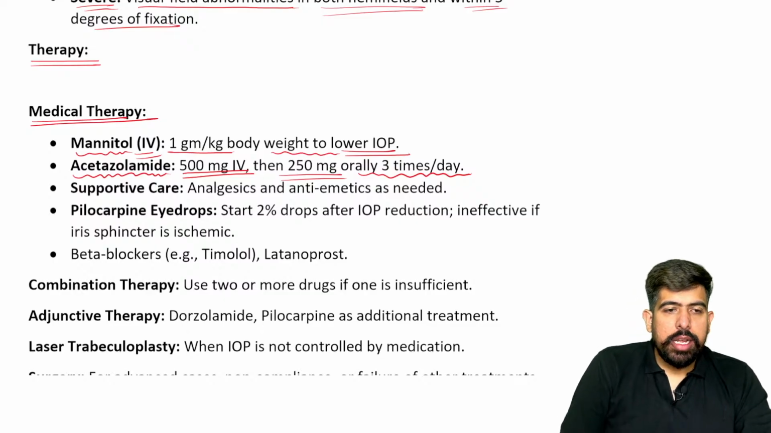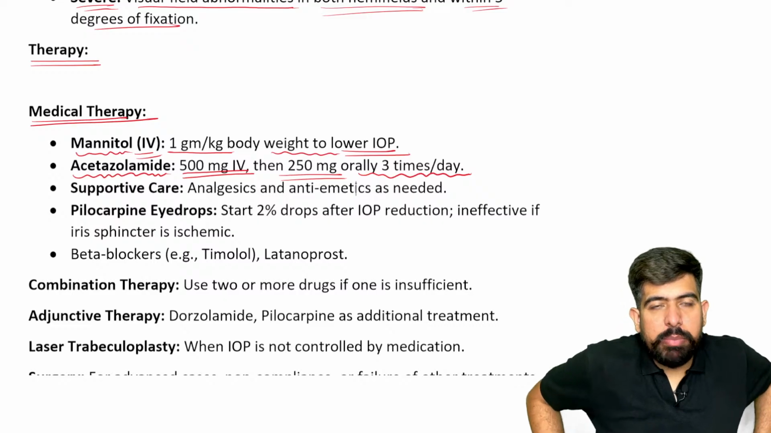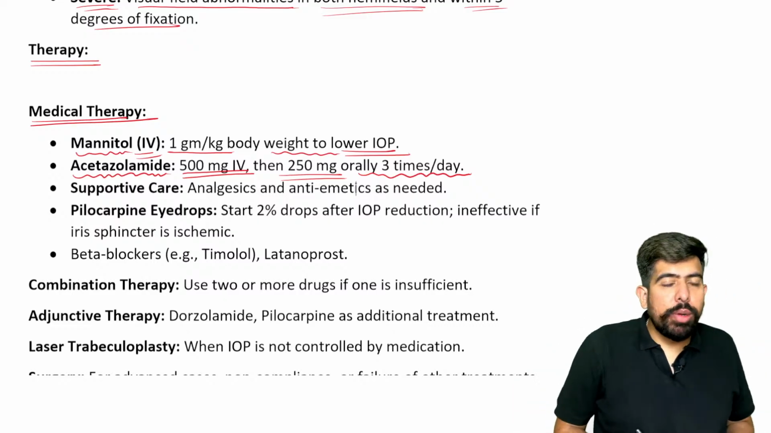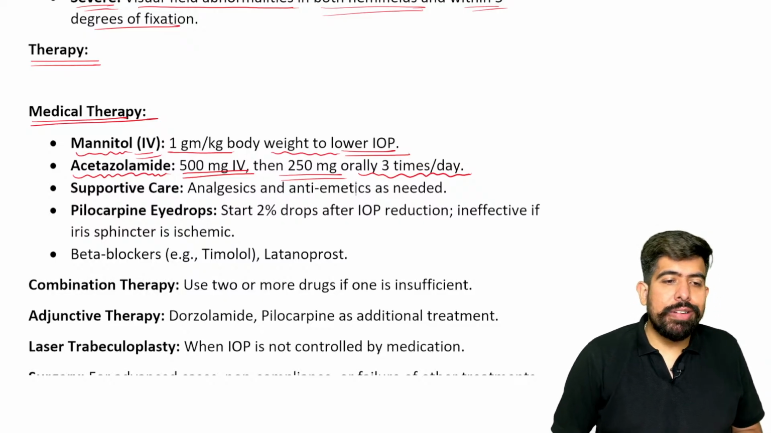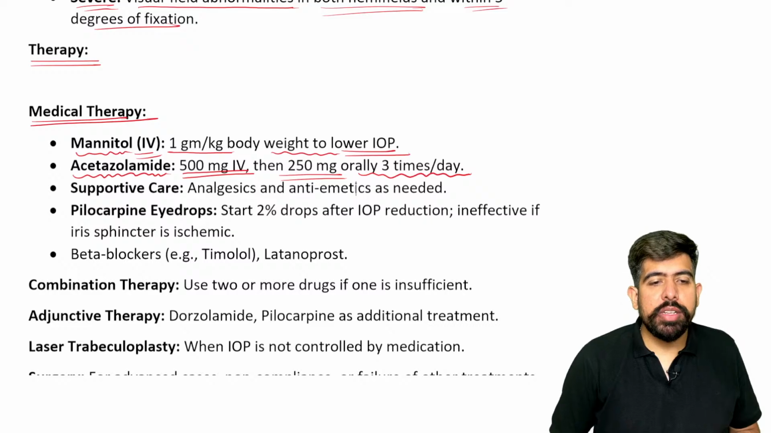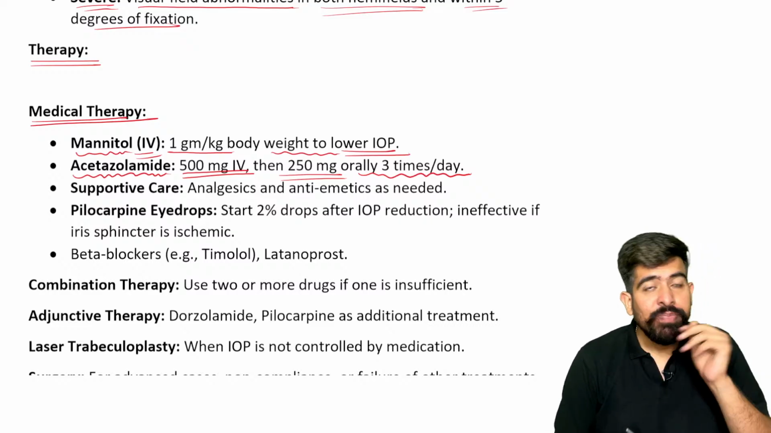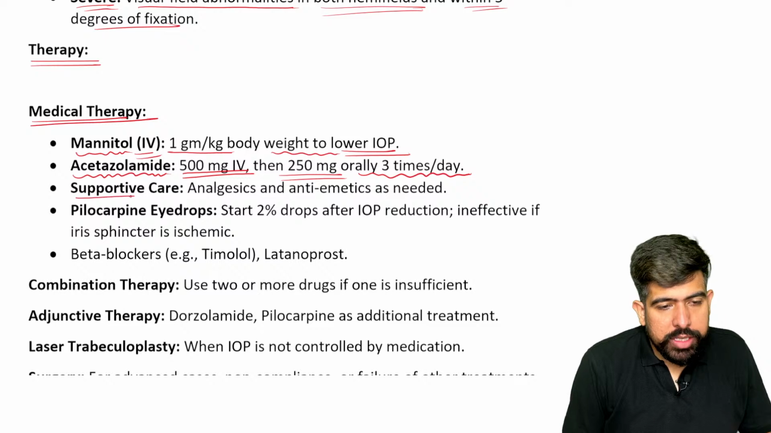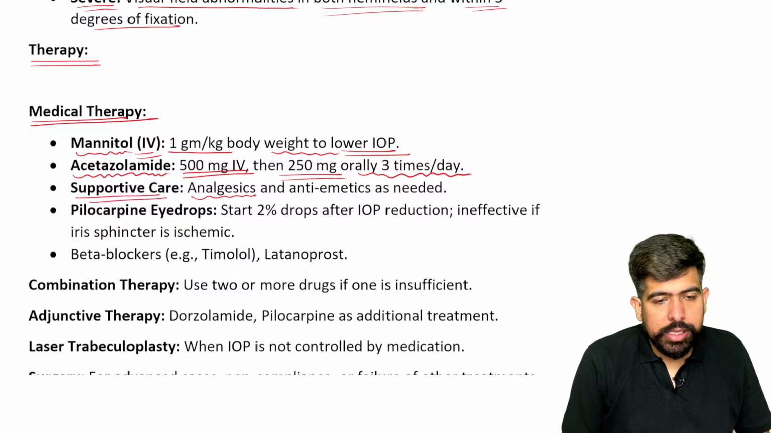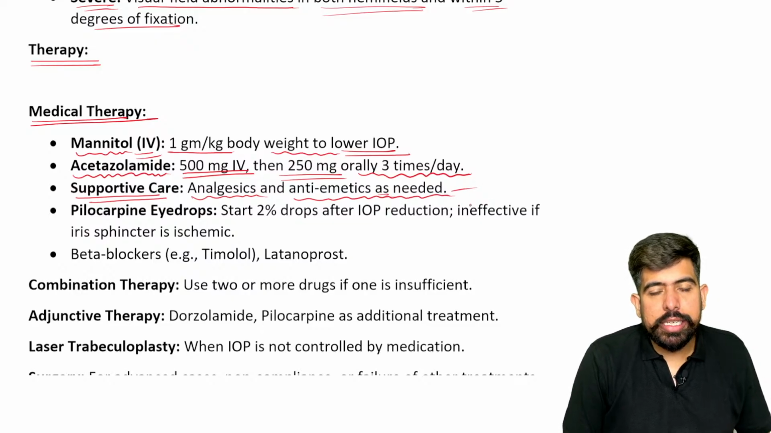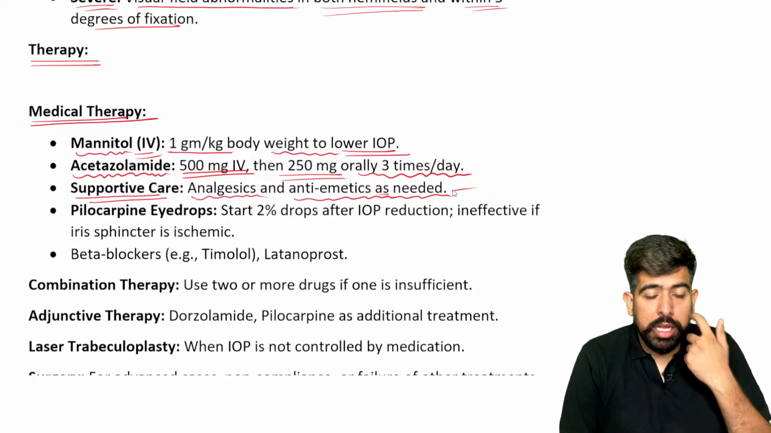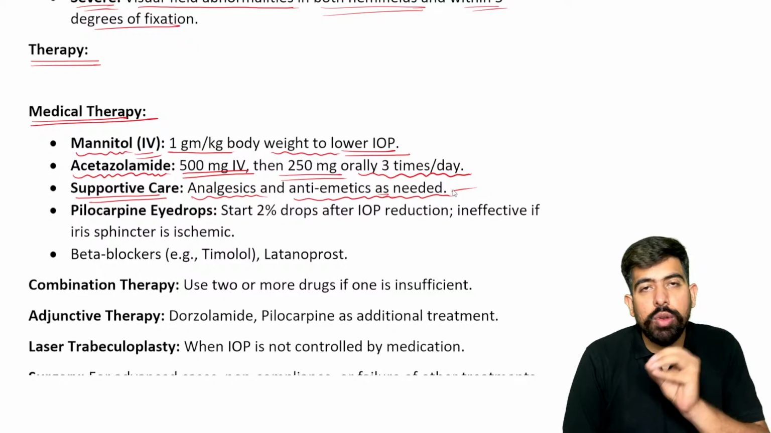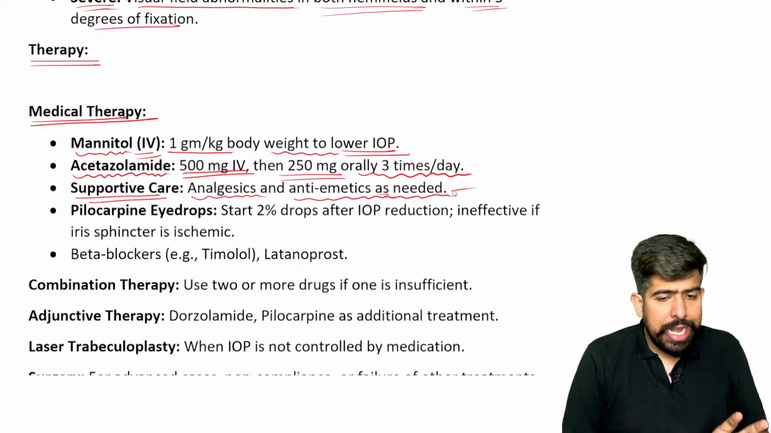Okay, let's start. So we are talking about the medical therapy of this. First of all, mannitol is given 1 gram per kg body weight for lowering the intraocular pressure, and acetazolamide should be given 500 mg IV or 250 mg orally 3 times a day. Also, we have to give some supportive care like analgesics and antiemetics if needed. Maybe the patient is not having nausea or vomiting, so we don't give the antiemetics. But if the patient is having this, we have to give this.